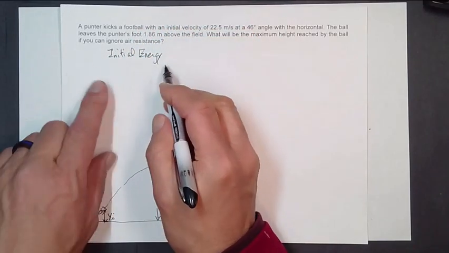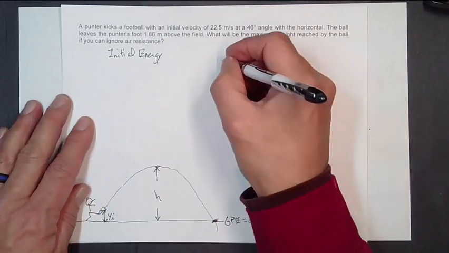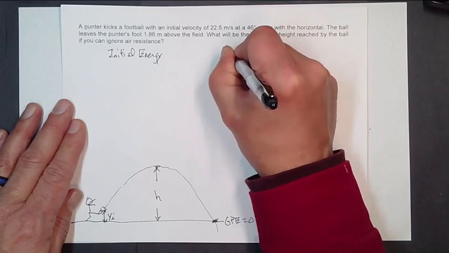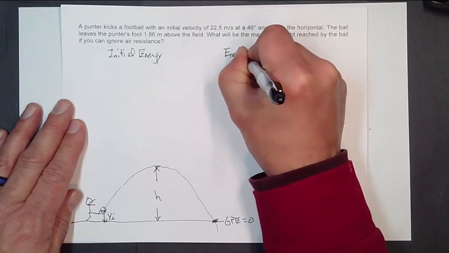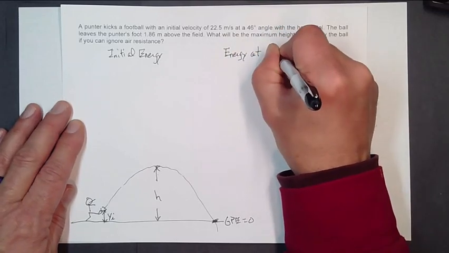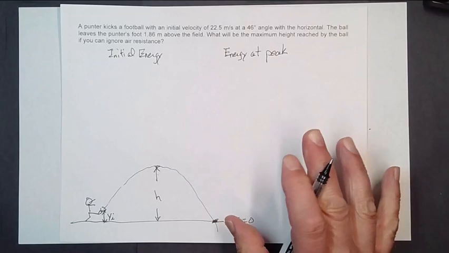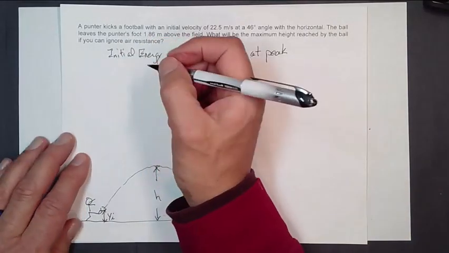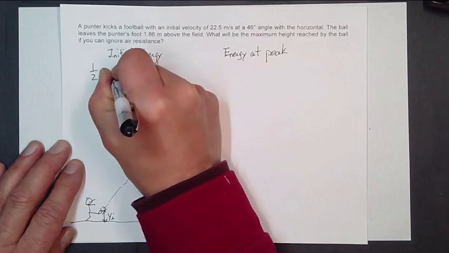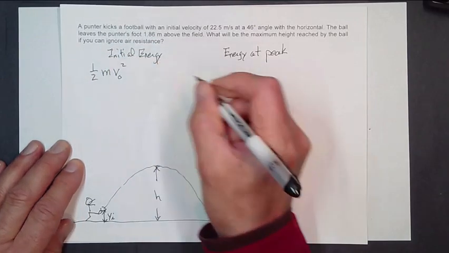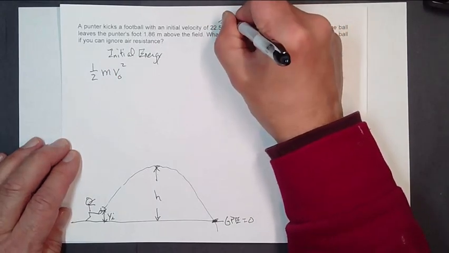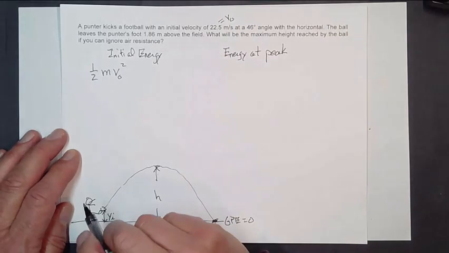This will be the instant it leaves the punter's foot, and then I'll be looking at energy at peak, and the energy will be the same. Okay. So here's the initial energy. It'll have a 1/2 m v naught squared. V naught is that 22.5 meters per second. Okay, so I'll have that.